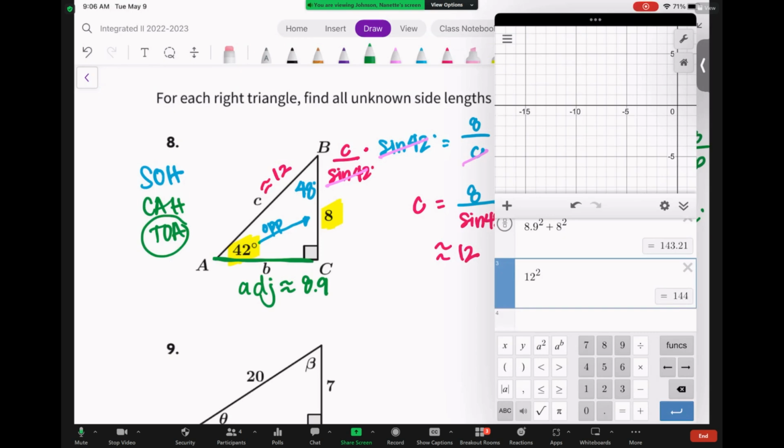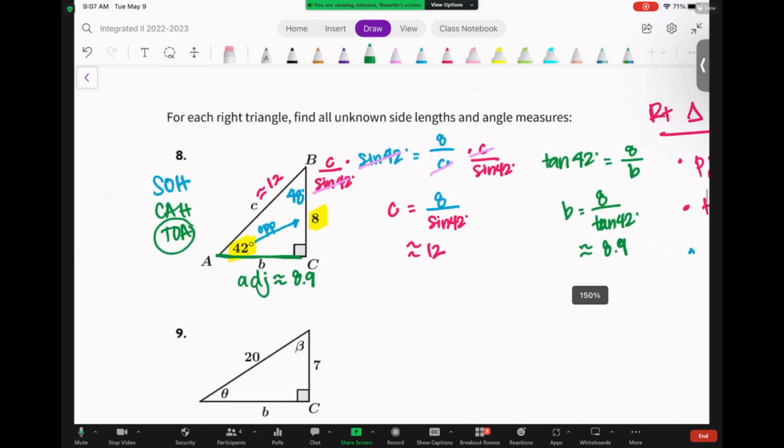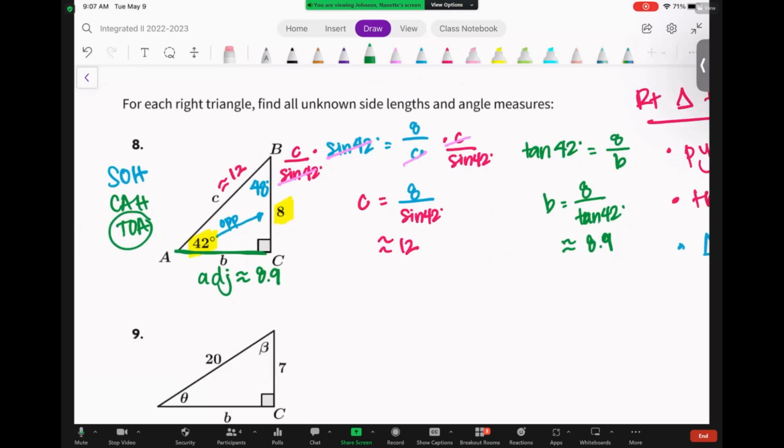I'm set with that. Let me make sure that I found all my angles and all my sides. I found 3 angles. I found 3 sides, so I'm good. So whenever we use these words, solve the triangle or find all unknown side lengths and measures, you're going to look for all 3 sides, all 3 angles, and then you're set.